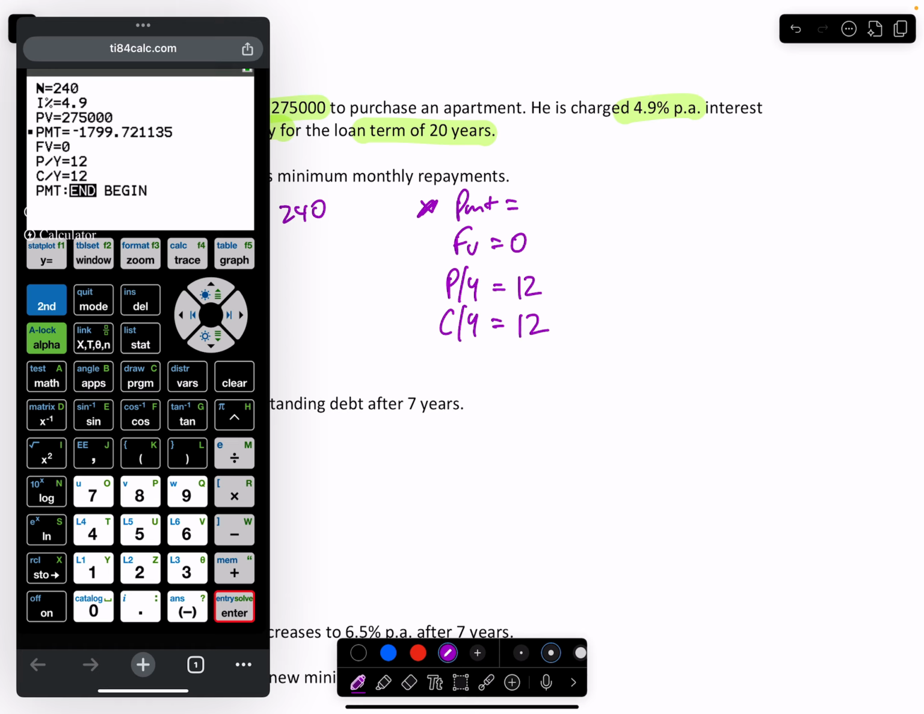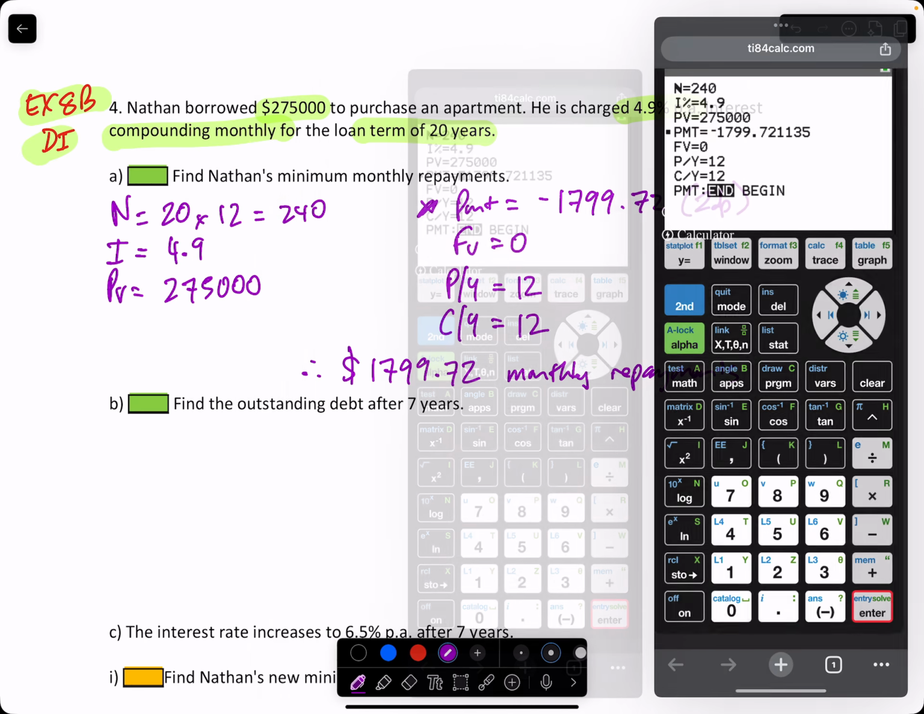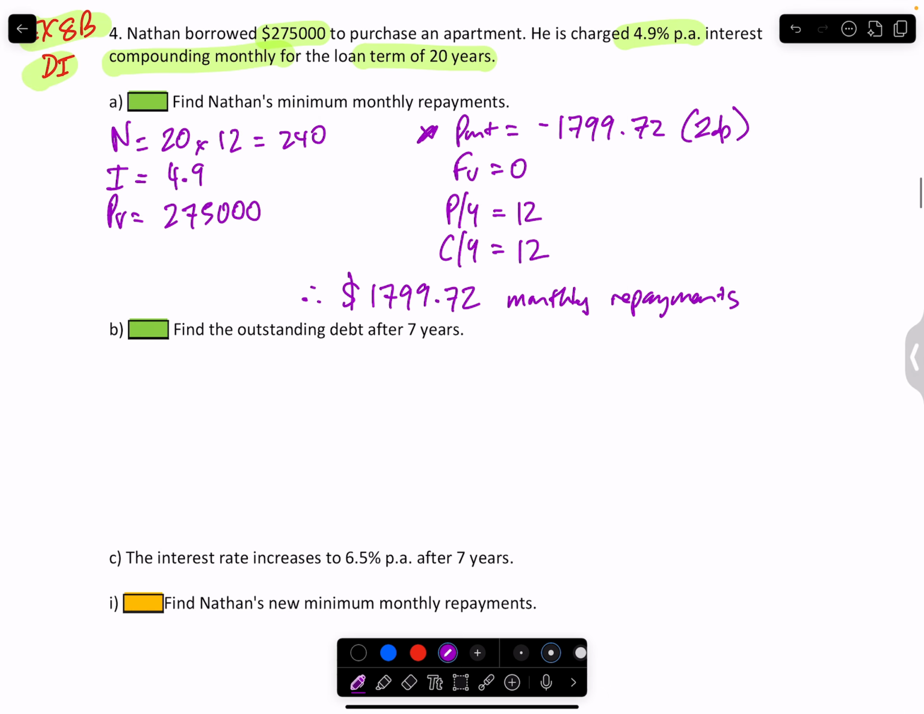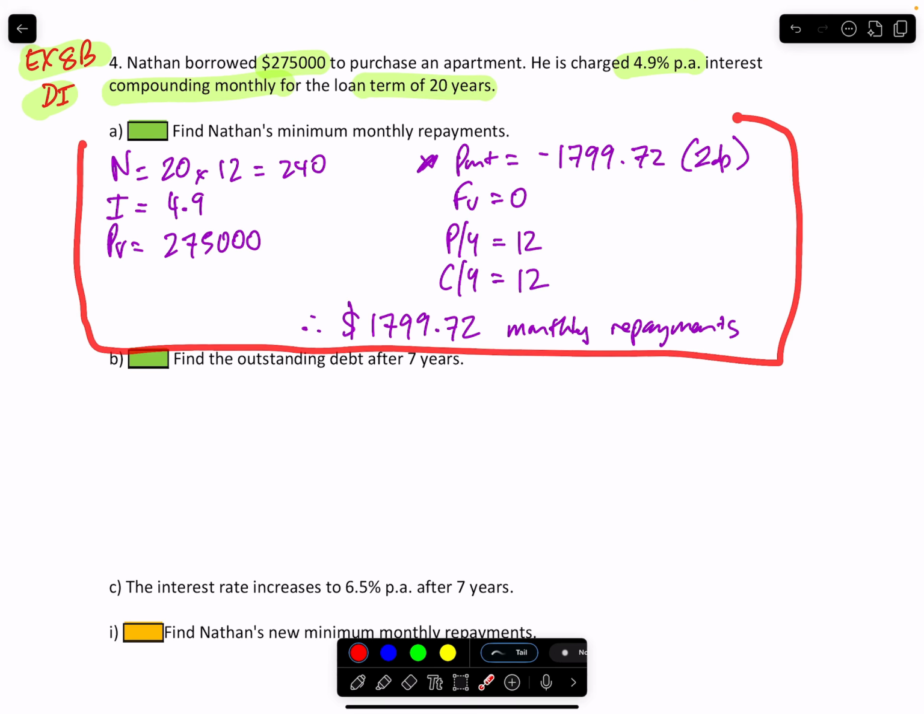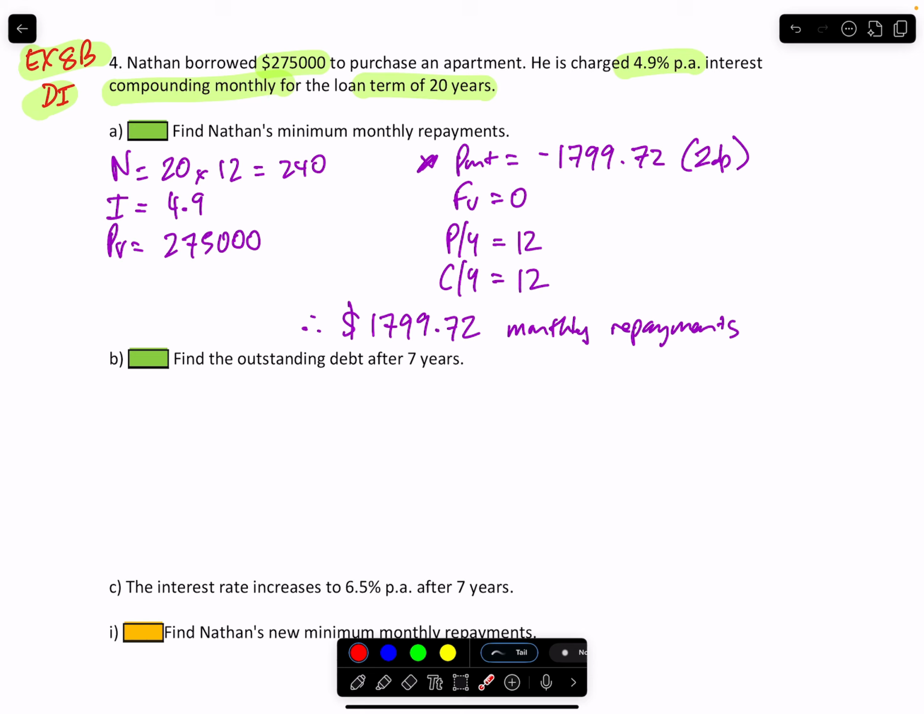$1799.72 to 2DP, therefore $1799.72 monthly repayments on this loan. Find the outstanding debt after 7 years. So realize that this TVM solver is telling you what's happened after 20 years. So if I want to know what happens at 7 years, I'm just going to change N to 7 times by 12. I don't know my 7 times tables, so I'm just going to enter everything else.